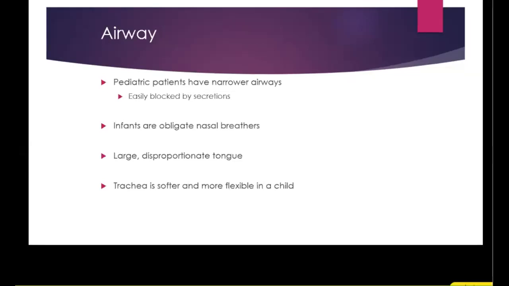And then also the trachea is softer and more flexible in a child. And that basically means that that soft, flexible trachea is more susceptible to laryngospasm, meaning, that kind of cough, cough, cough, cough, cough that they can't control. And they just lose control because of a laryngospasm.